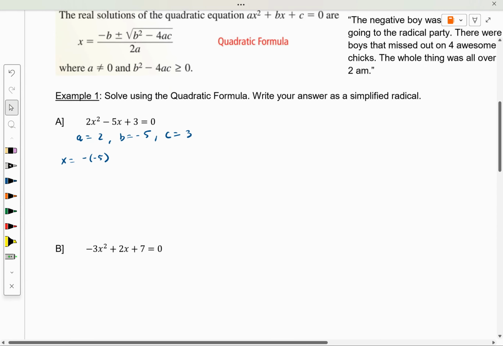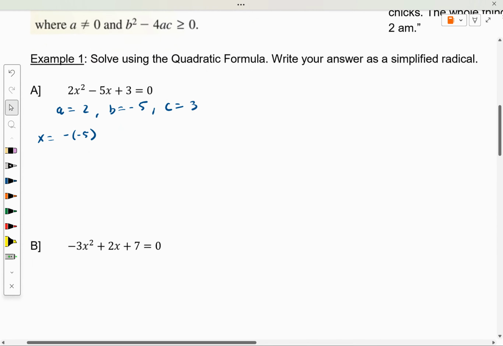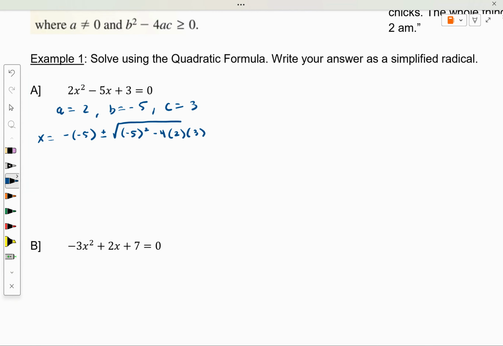So like before, when we had negative already, it's going to be negative of negative, or you can just put it as positive. Then it's going to be plus or minus the square root of b squared, so negative 5 squared, minus 4a, and then c. And then it's all over 2 times a.